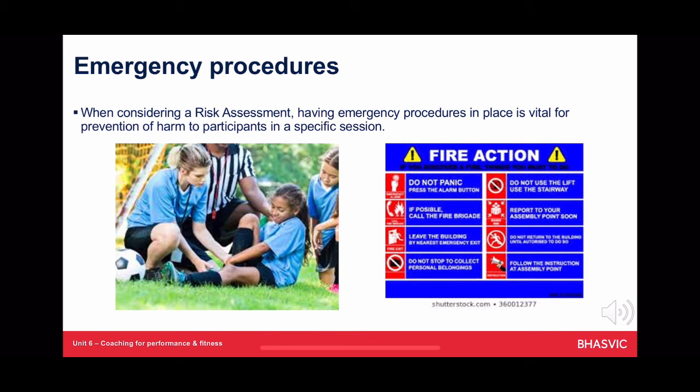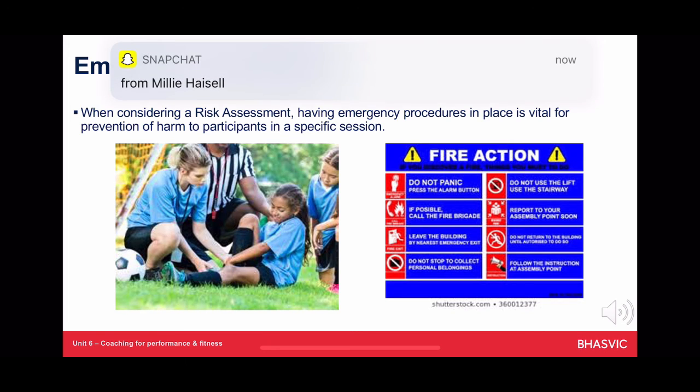Emergency procedures. When considering a risk assessment, having emergency procedures in place is vital for prevention of harm to participants in specific sessions. Facilities usually provide actions which must be followed to ensure a safe evacuation of a sporting area. For example, providing appropriate exit points and fire escapes during fire drills and evacuation procedures. It is important that a coach regularly checks the health and safety aspect of a session to prevent any emergency procedures being used. This would be carried out before the session has begun.